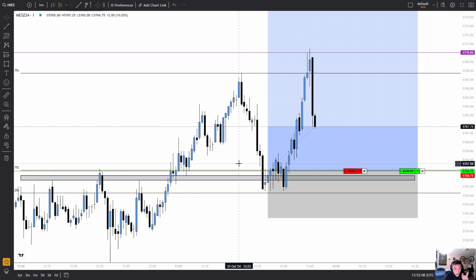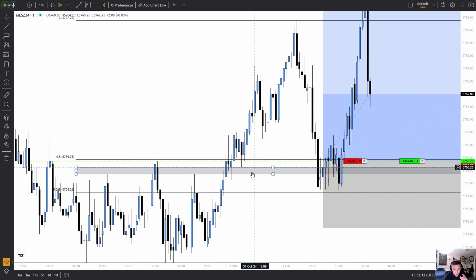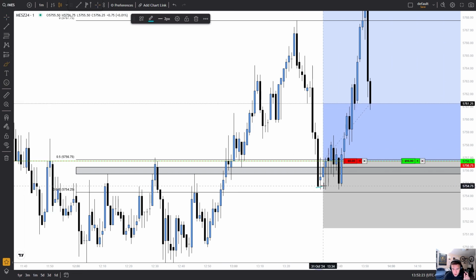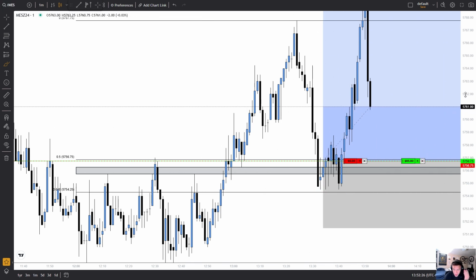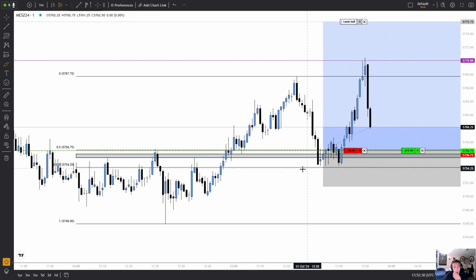The entry that I had originally was right around here. I would have been stopped out at break even by these pips down here. It tapped right into this. This was just such a too good of a setup. I couldn't pass up on it.